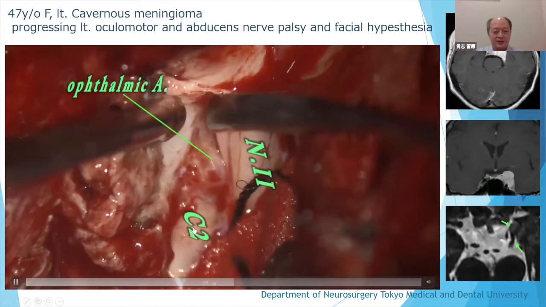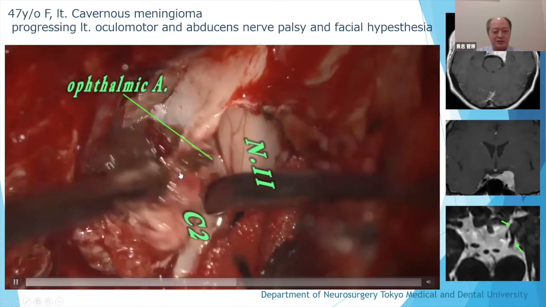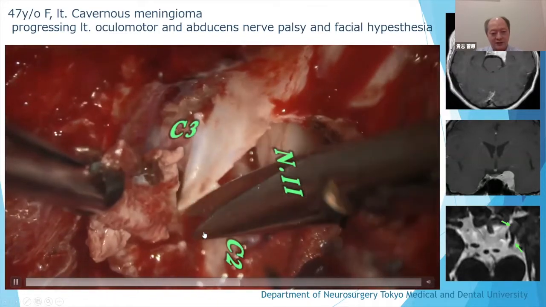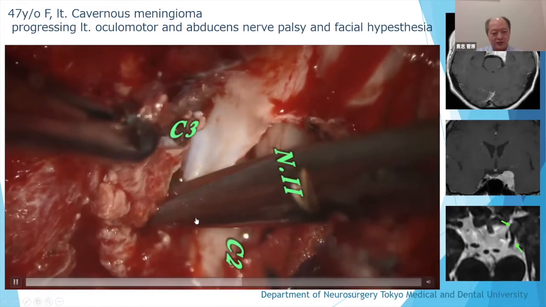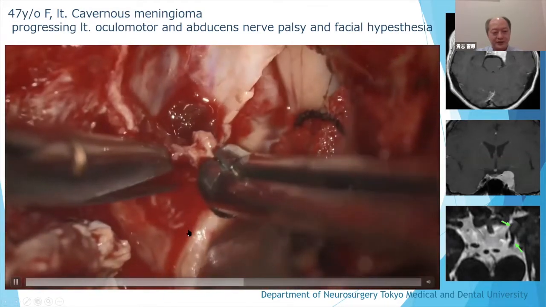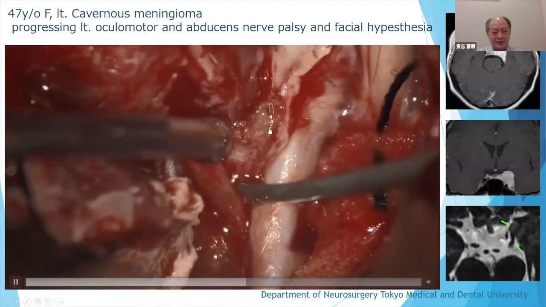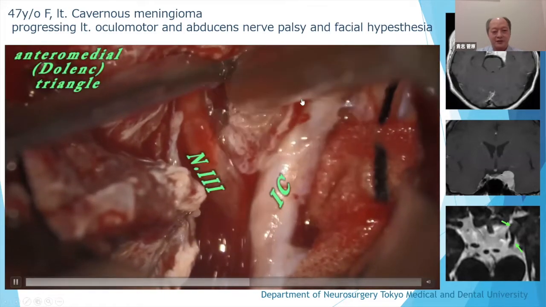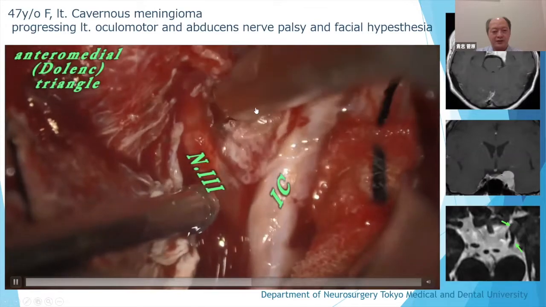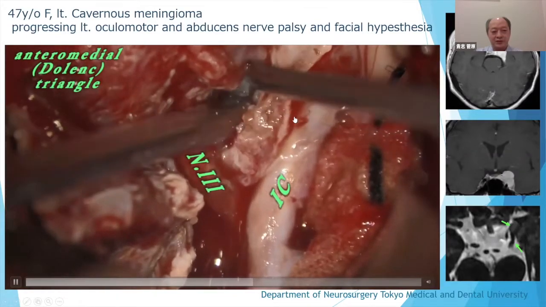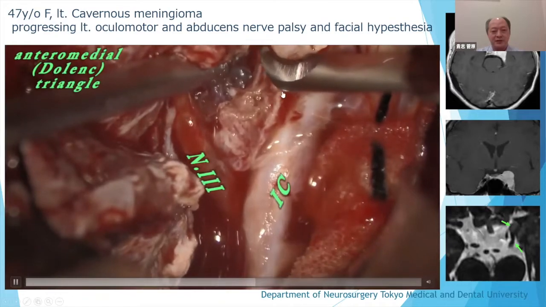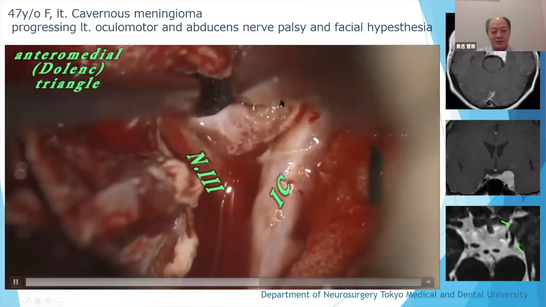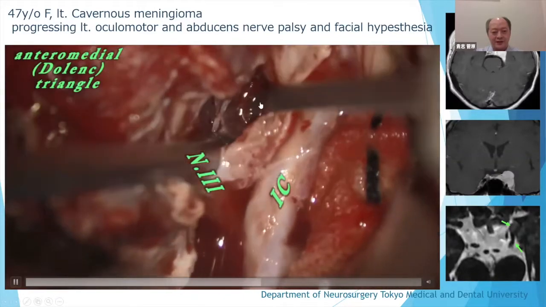And here is C2 and the oculomotor nerve. The tumor invaded the optic cyst a little, and we cut these tumors with dura. But still the tumor was here, and this is a dura, and this space was the anteromedial triangle, so-called Dolenc triangle. I mean the posterior part of the Dolenc triangle, and then remove the tumor, develop the tumor with the cursor like this way.